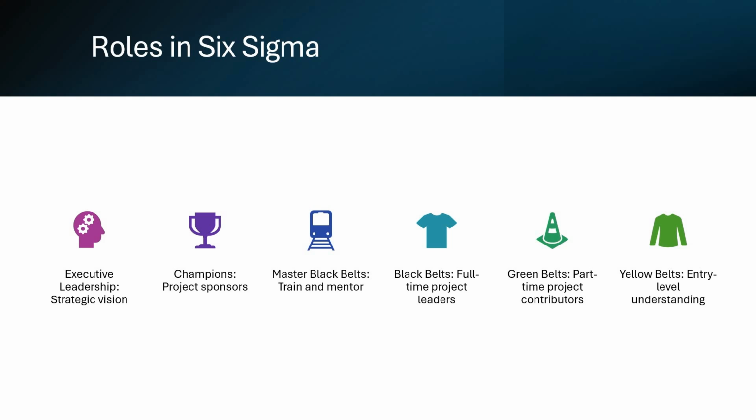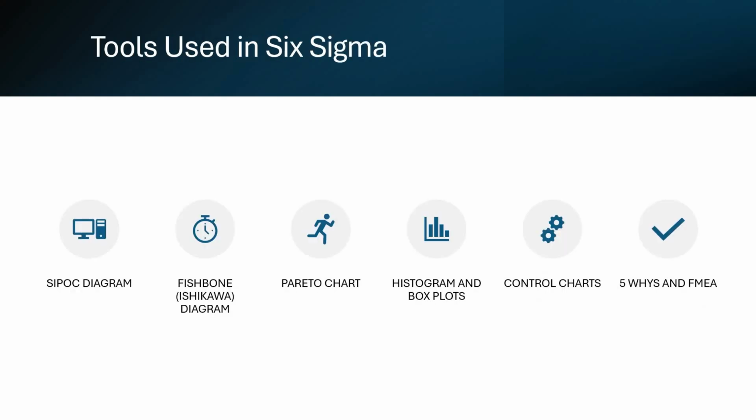So what are all the levels? Executive leadership, top row. Champions, next. Master black belt, next to it. Black belts, subsequent to it. Green belts, and then finally yellow belts. We have seen all these, and I hope you understood the roles in Six Sigma very clearly. What next? We need to understand the tools that are used in Six Sigma, and that is where we are going to head next.